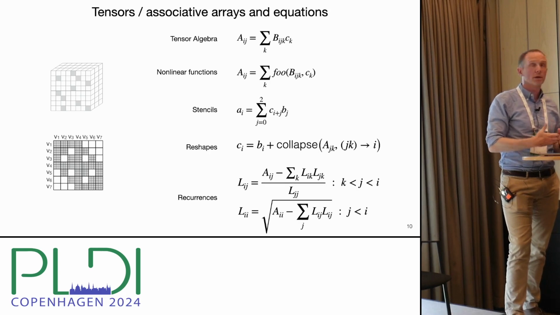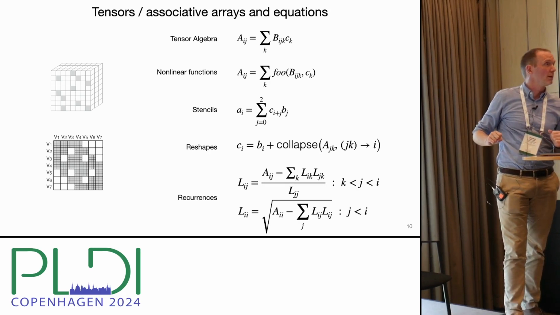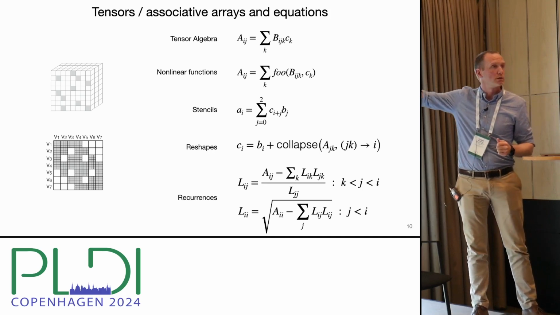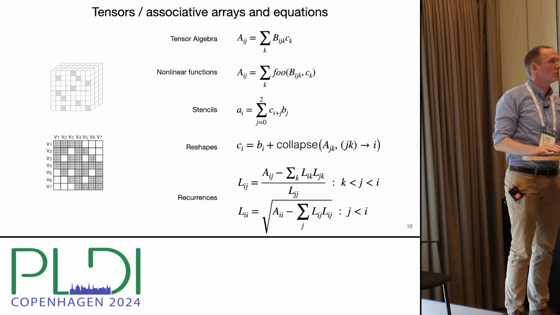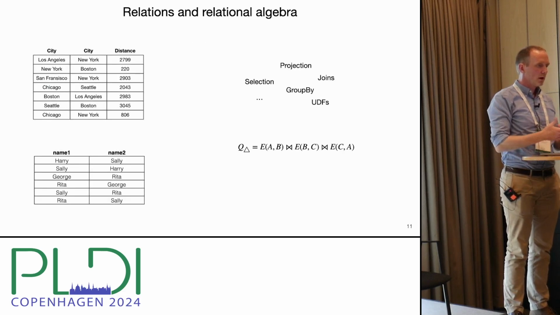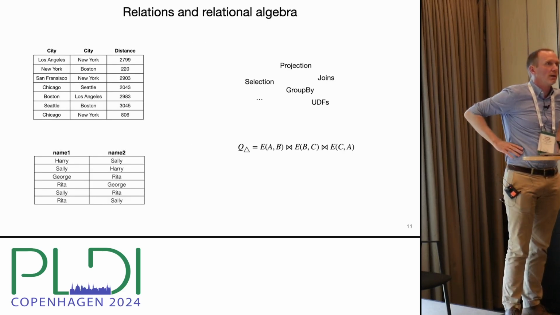And you want recurrences. This recurrence here is the Cholesky decomposition, which is the direct solver. That's very common. It's just a recurrence through different tensors. And if those tensors are sparse, you have a sparse Cholesky. Then you have relations.